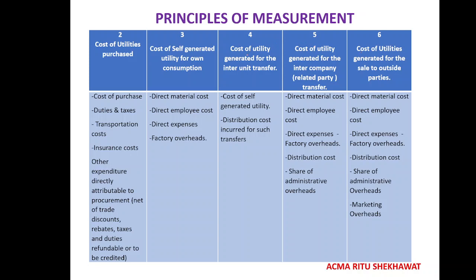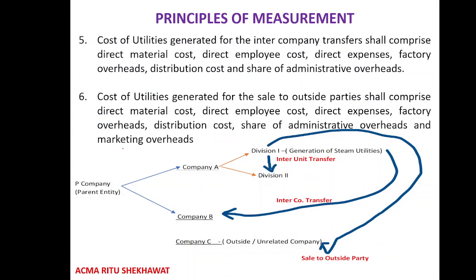And point number 4, 5, 6. Before reading them, let's understand this small diagram with reference to points 4, 5, 6. There is a holding company, that is the parent company, having two subsidiary companies, company A and company B. Company A has two divisions, division 1 and division 2. Division 1 works for the generation of steam utility. If division 1 is transferring its steam to division 2, that is within a company, that is just called inter-unit transfer.